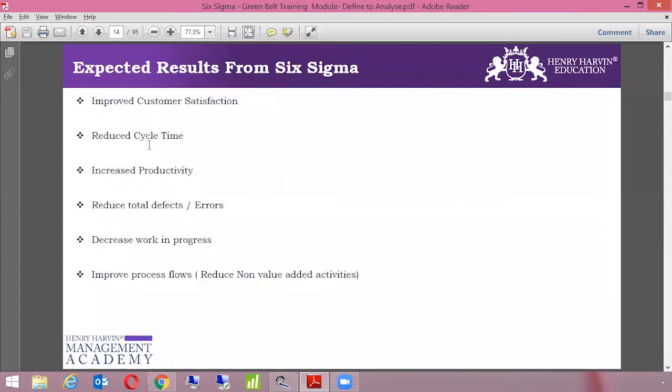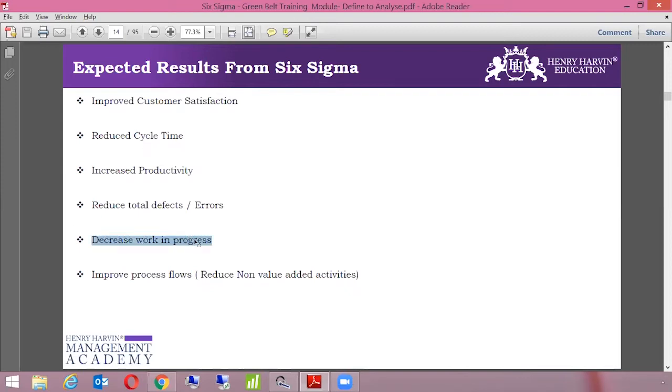Moving ahead, now we're going to talk about the expected results from Six Sigma. If you implement Six Sigma in your organization, if you get trained, what all things can you implement? We can improve customer satisfaction. Nowadays there are different parameters for customer satisfaction, like NPS, customer satisfaction scores, etc. We can use Six Sigma to improve customer satisfaction. We can reduce cycle time with the help of Six Sigma. Cycle time is one of the biggest opportunities that we currently have. We can increase productivity, employee productivity. We can reduce the total defects or errors.